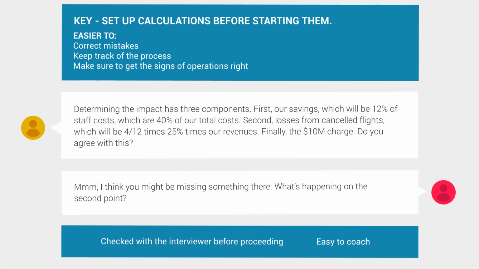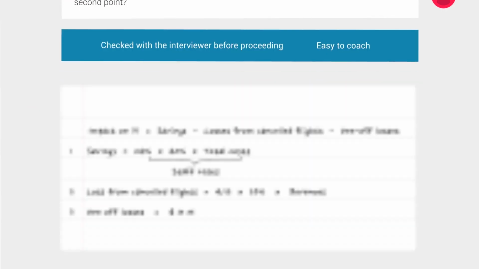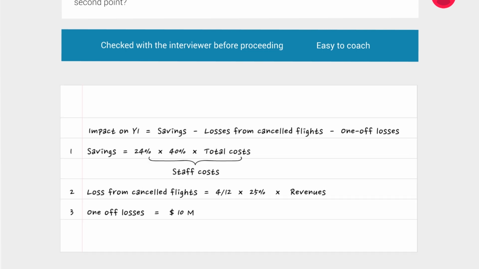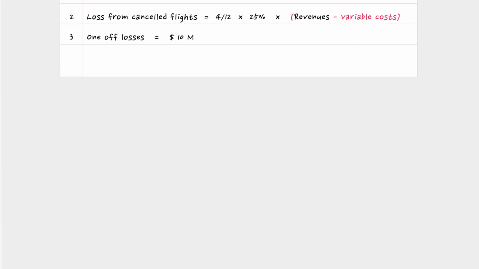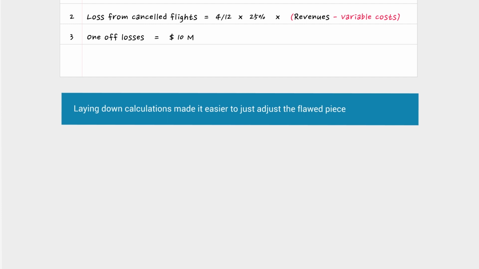Bear in mind that it is almost certain that you will make some kind of mistake during the case. How you spot and come back from such a mistake is key. To do so, it is always important to listen to the interviewer's cues, which the candidate did here. Explicitly laying down the calculations to be made before starting made it much easier to adjust the flawed part. If the candidate had dived straight into calculations, they would have had to start the whole process from scratch, wasting valuable time in a manner which is obviously far from efficient.